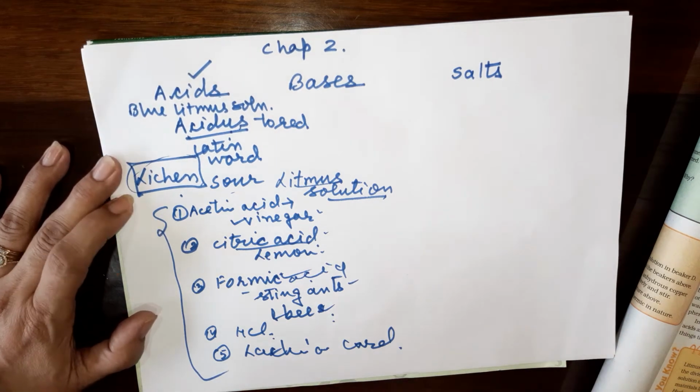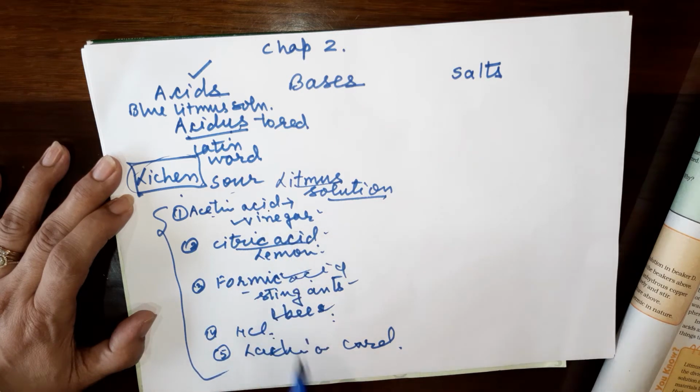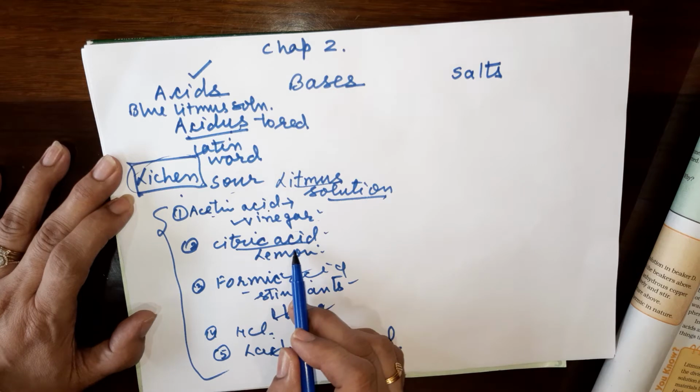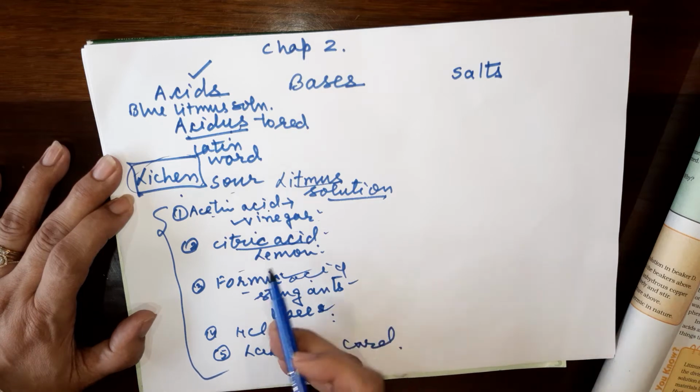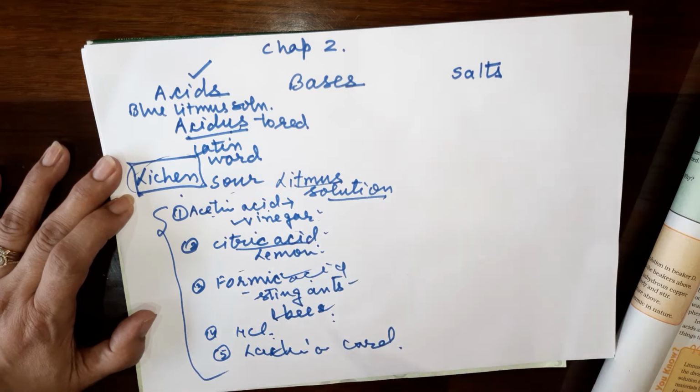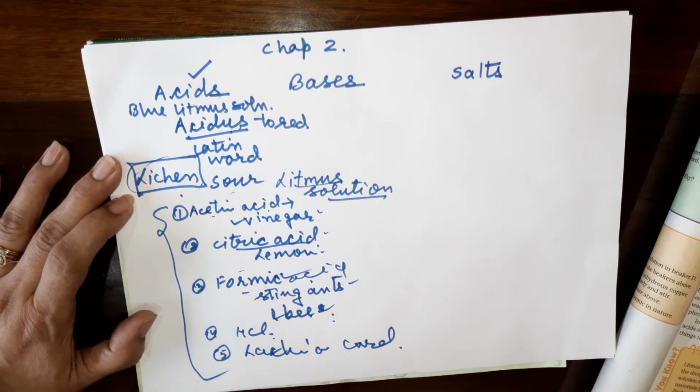The common acids which we use in our daily life, let us take such examples. Number 1, acetic acid, that is actually vinegar, that we use for various dishes. Then second is citric acid, that is found in lemon, orange, etc. And you know that they are also sour in taste. Then formic acid. Formic acid is found in the sting of ants and bees. When they bite, we experience irritation, swelling, and pain.